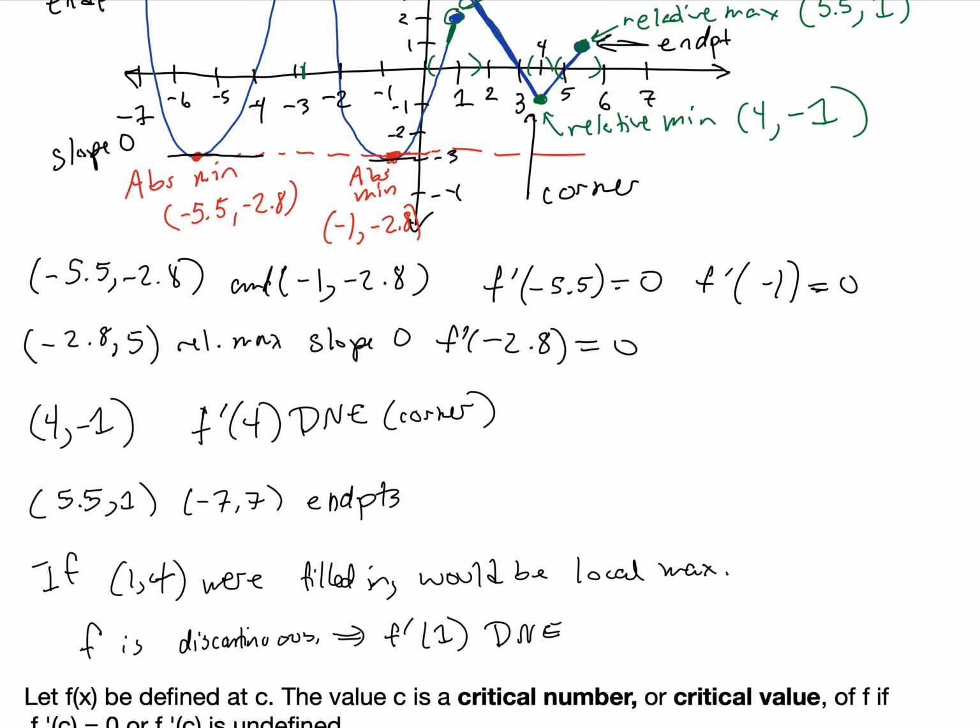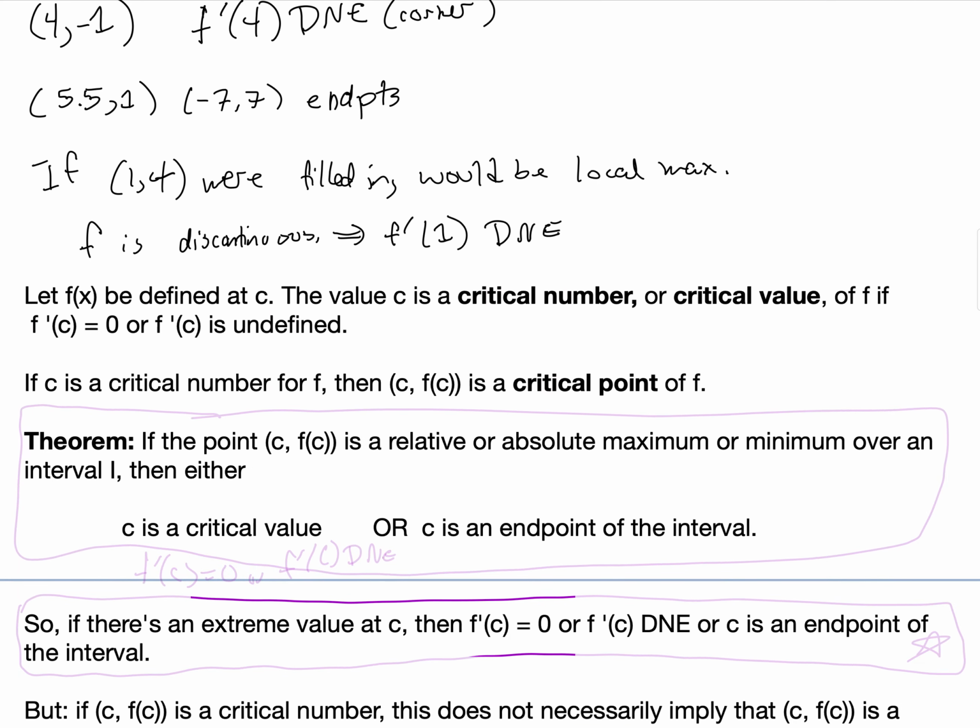So let f of x be defined at c. The value c is a critical number or a critical value of f if f prime of c equals 0 or f prime of c is undefined, or the derivative does not exist. If c is a critical number for the function f, then the point c, f of c, is a critical point of f.